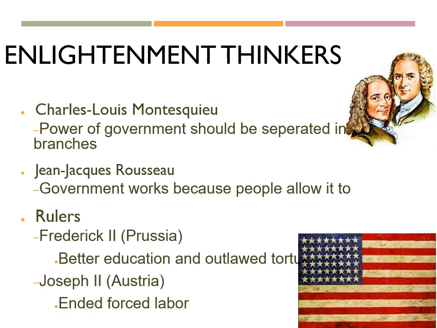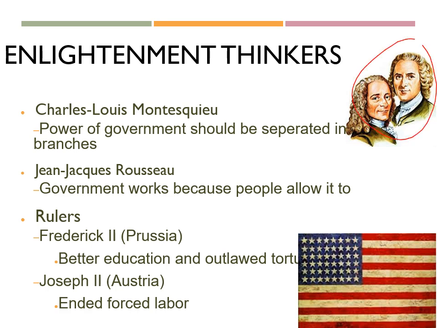Some more Enlightenment thinkers, Charles Louis Montesquieu, he believed that the power of the government should be separated into branches, one of them making the laws, that would be the legislative branch, one of them enforcing the laws, the executive branch, and one of them interpreting the laws, the judicial branch. That's kind of what he looked for, and as you can see, this kind of adds into that idea of America's system.